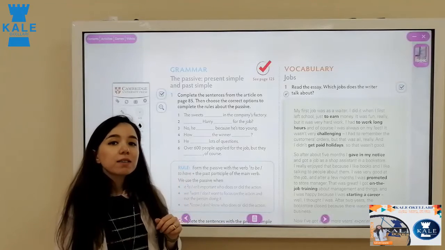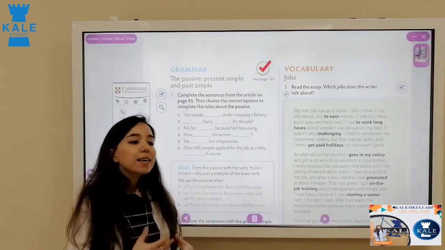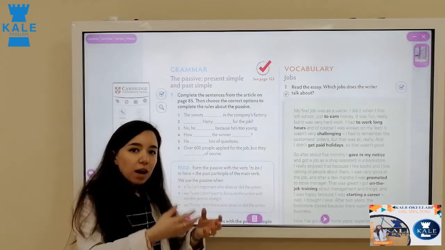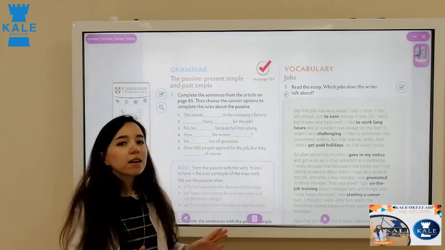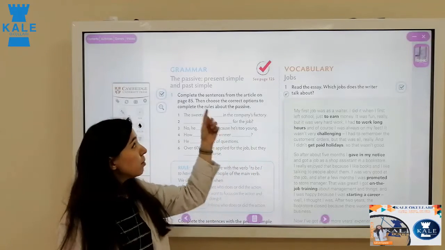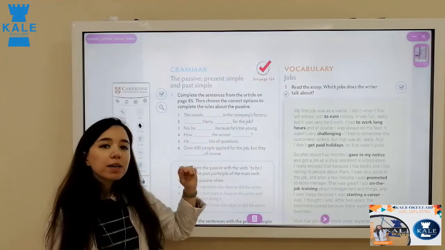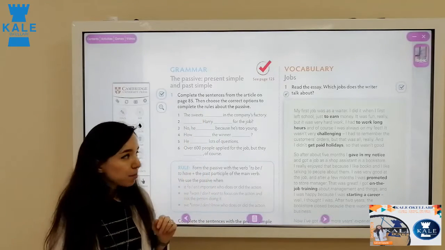But in passive sentences, it's not important who made it. It means that the person, the subject who did something, is not important for us. In active sentences, everything should be clear, but in passive sentences, it's really not important. With the examples, you will understand better.